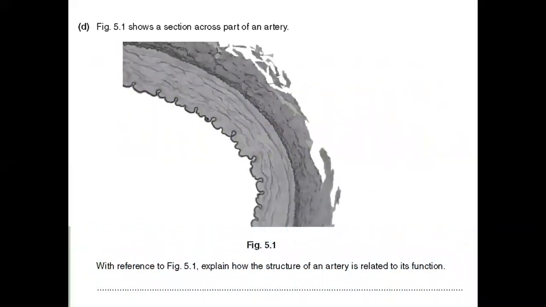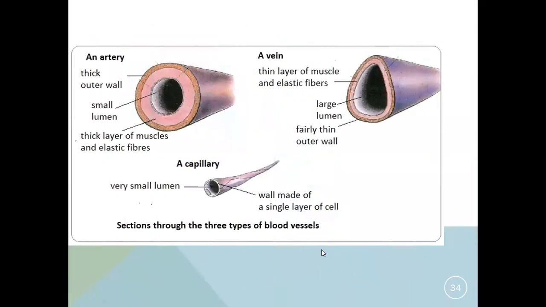All right, so this is another question. Show a section across part of an artery. Explain how the structure of the artery is related to its function. Before explaining this, I will explain the artery, vein, and capillaries, right? If you see here, the outer wall of the artery is thick, while the vein is thin. Second, the artery has a small lumen, while the vein has a large lumen. Is it clear?